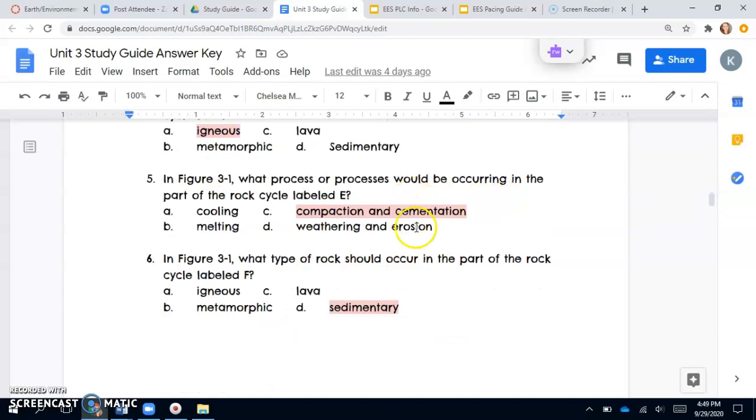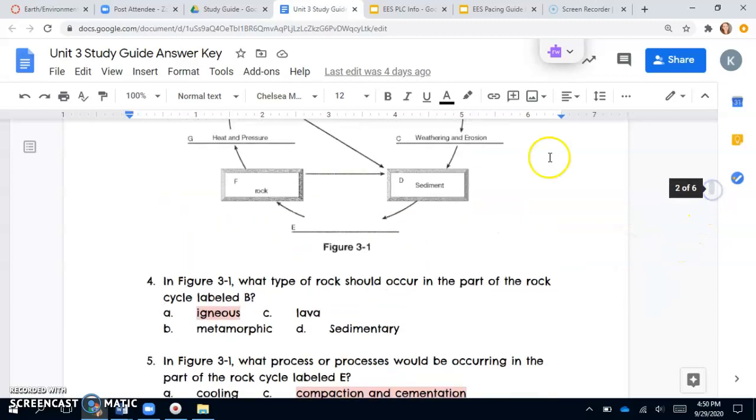is going to be compaction and cementation, okay? So rocks are weathered down, and as they get layered on top of each other, they are compacted, which just means they're subjected to pressure. And then they will be cemented into one large rock. So compaction and cementation of these sediments has to occur in order to get our sedimentary rock, which would be located in F.